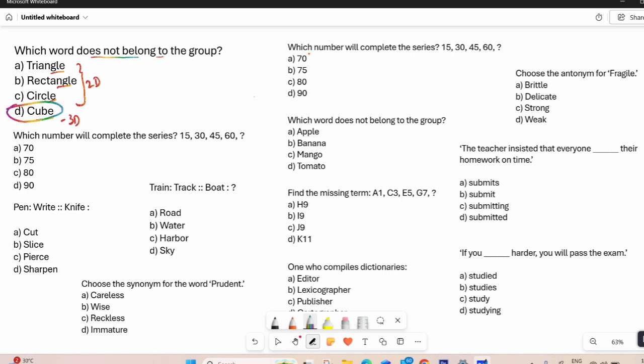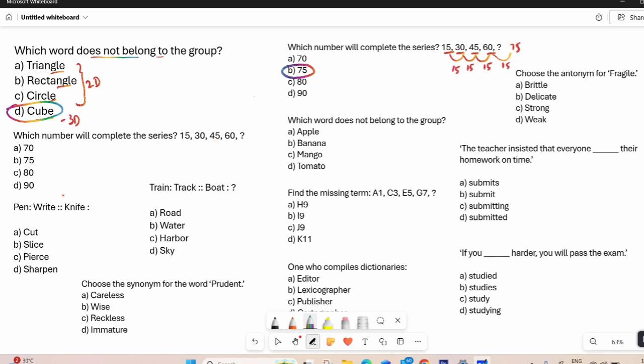Okay, so next thing is, which will be the complete series? 15, 30, 45, 60. So the difference between 15 and 30 is 15. Here also the difference is 15. Here also the difference is 15. So after that we are adding 60 plus 15, so we get 75 as the correct answer. So option B, 75, is the correct answer.